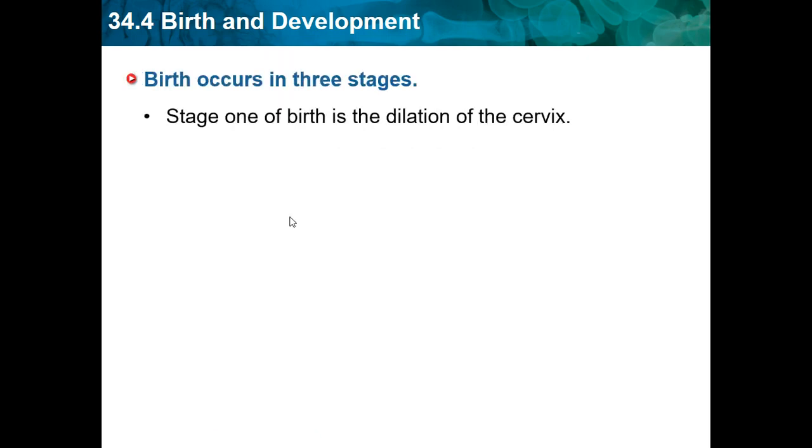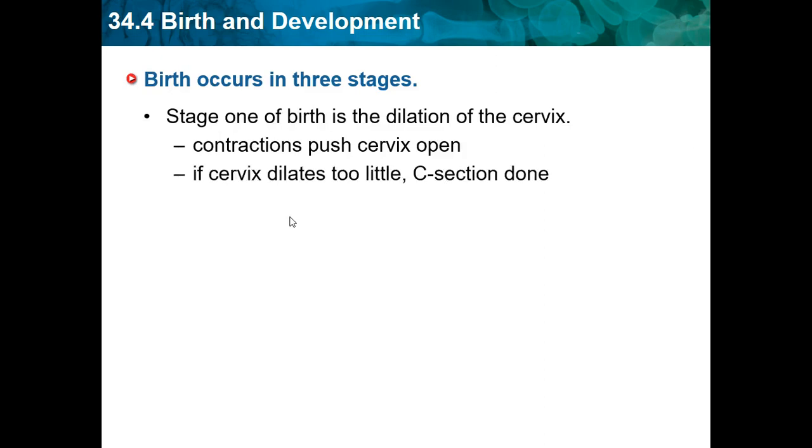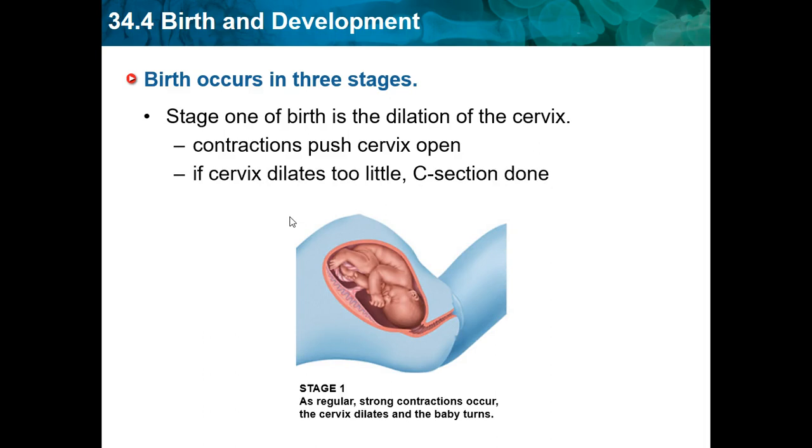Birth occurs in 3 stages. Stage 1 of birth is the dilation of the cervix. So contractions push the cervix open. If the cervix dilates too little, a C-section needs to be done, if it's not big enough for the baby to come out.